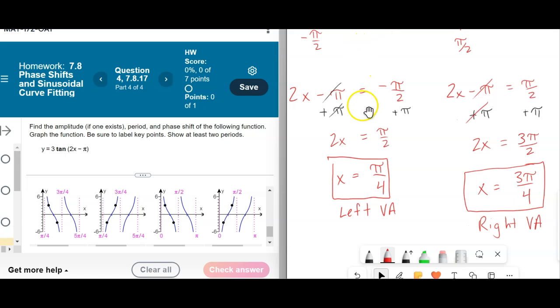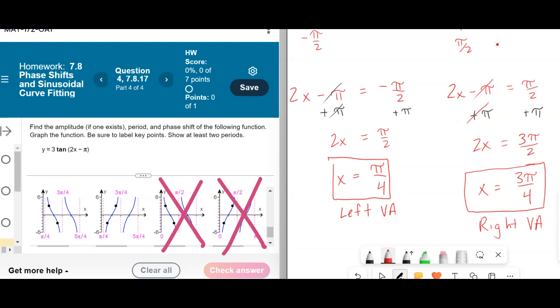So I need my left vertical asymptote to be pi over 4, my right one to be 3 pi over 4. So there's a pi over 4 for that vertical asymptote. There's 3 pi over 4. So that's a possibility, that's a possibility. There's a 0, there's a pi over 2, there's a pi. Those are out. So we've narrowed it down to these two.